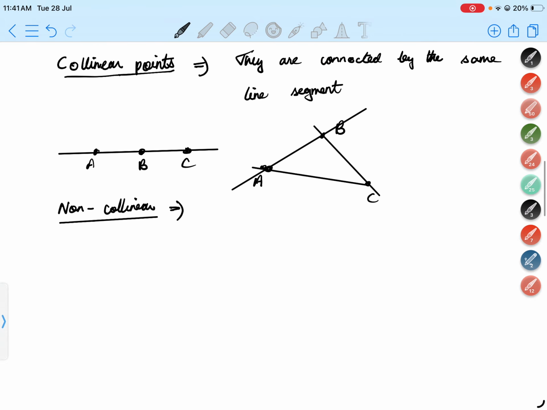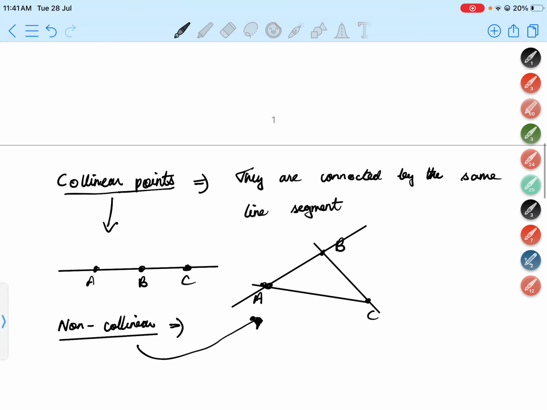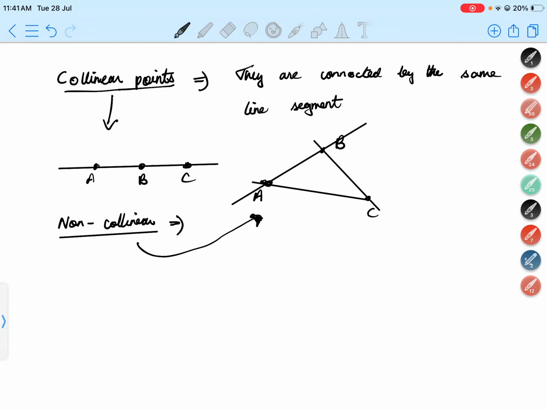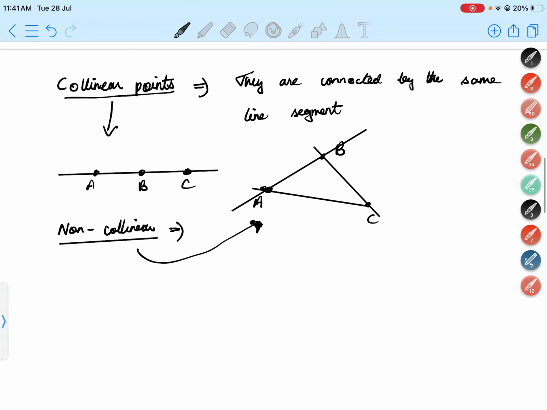So collinear points are those which lie on a single line, and non-collinear points are those which do not lie on a single line and cannot be connected using a single straight line. That was all about points. These are the 2 main topics from which questions are asked, and how to find whether points are collinear or non-collinear, we will be covering later in this video series. But for now, just remember the definition of these 2 types of points, collinear and non-collinear.